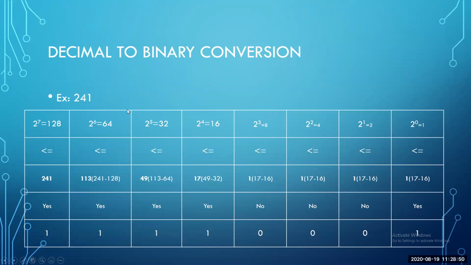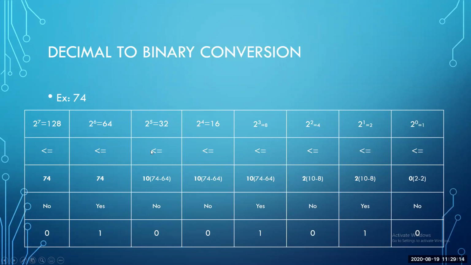I'm going to go to the next example, a little bit different. It's an even number, plus it's smaller. So is 128 less than or equal to 74? No. So we put a 0 right here. Is 64 less than or equal to 74? Yes. We put a 1.